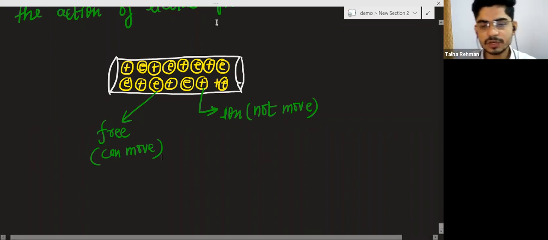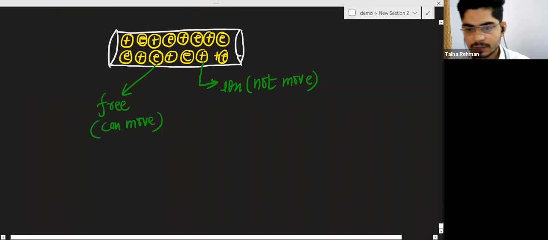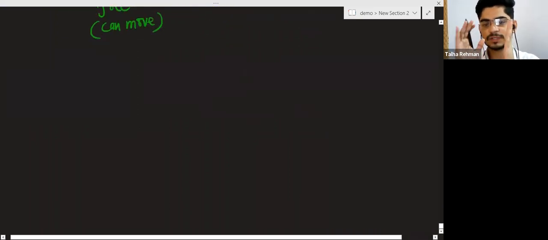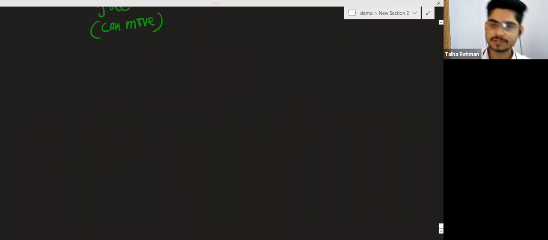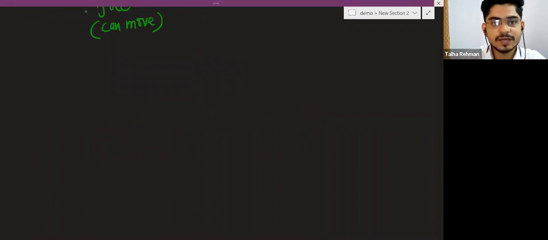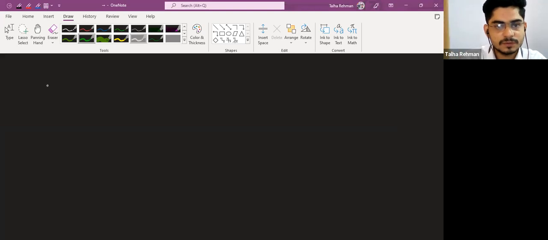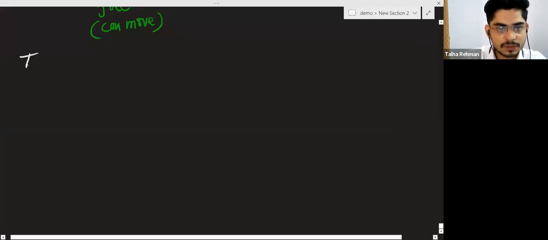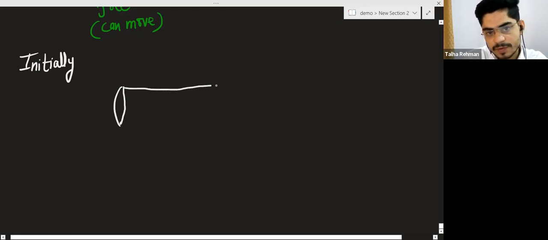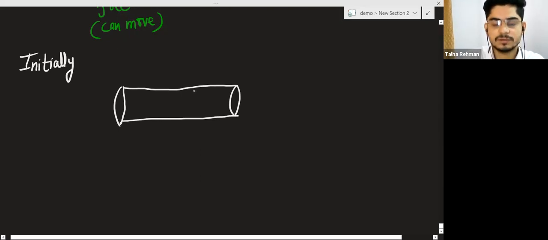But in actual, now I am only focusing on electrons. There are ions also inside the conductor, but I am just focusing on electrons. What are the electrons doing? Initially, when this conductor is not connected to the battery, like the condition when there is no teacher inside the class. Can you imagine? Like this.